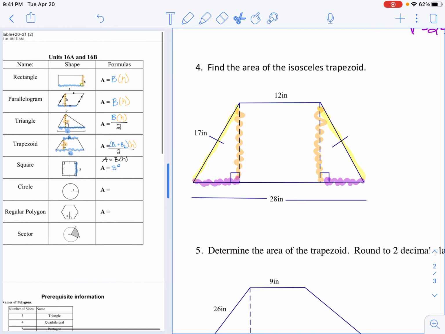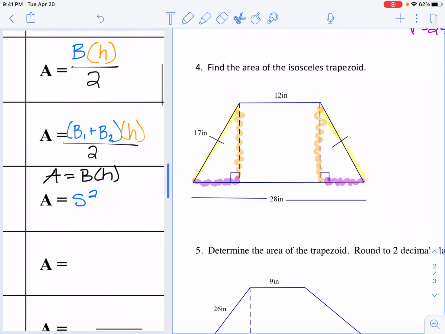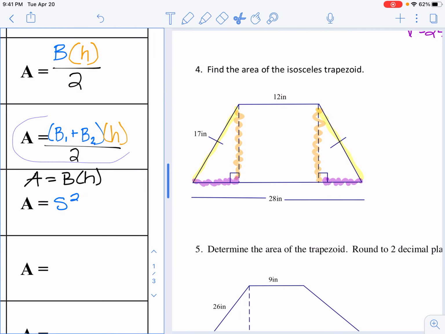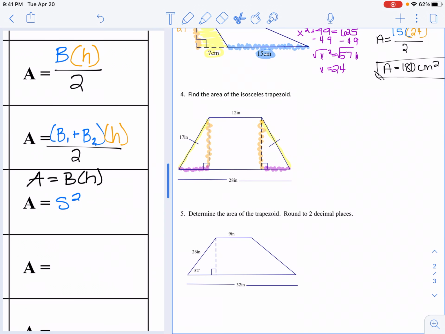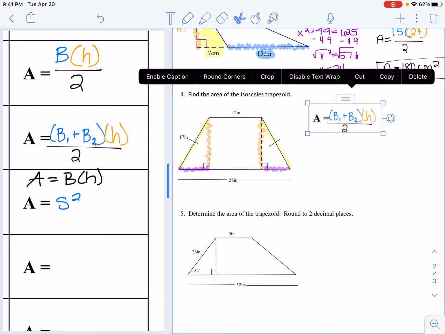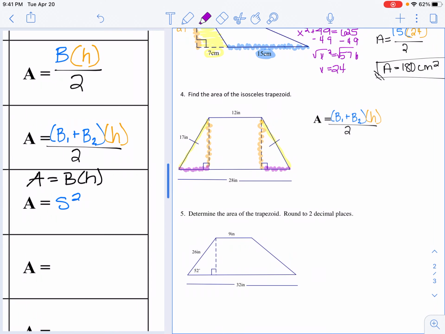When we look at our isosceles trapezoid formula, it tells us that we're doing base 1, highlight base 1 plus base 2. We have base 1 and base 2, and then we're going to multiply it by these heights, which we already highlighted in orange, and divide it by 2. So we know base 1 and base 2, but we're having a problem where we don't know the height.